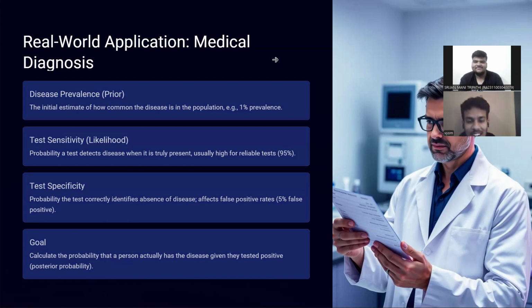Hello everyone. I'll talk about the real world application of Bayes' theorem. The first one of them is medical diagnosis. Firstly, we have disease prevalence.